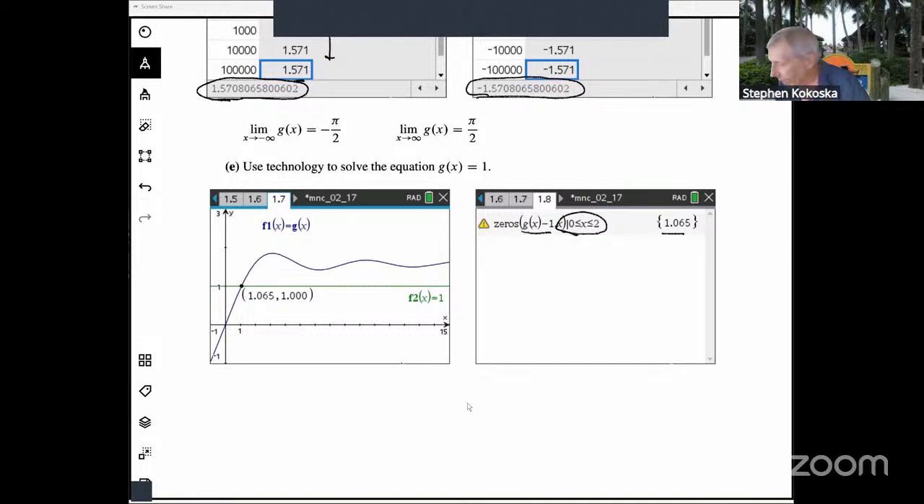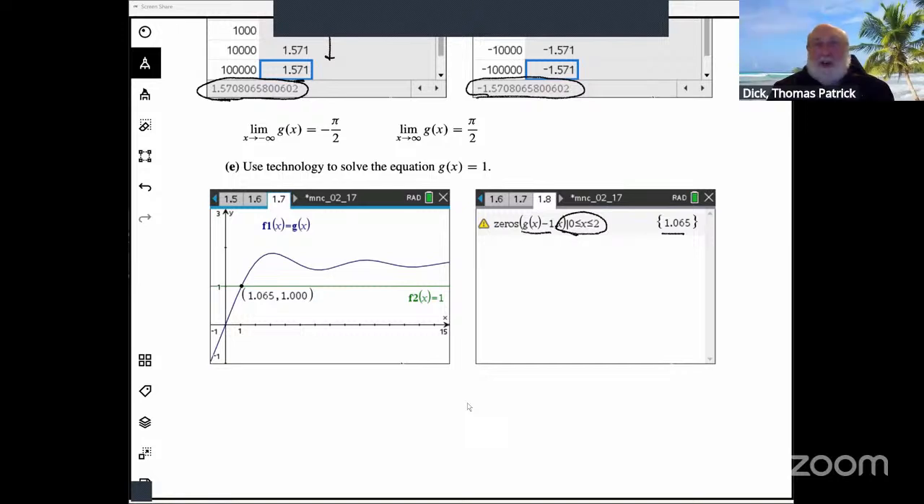Tom, anything with technology? Should I take a quick look at the last one? Oh, go ahead and take a quick look at the last one, Steve. Okay.